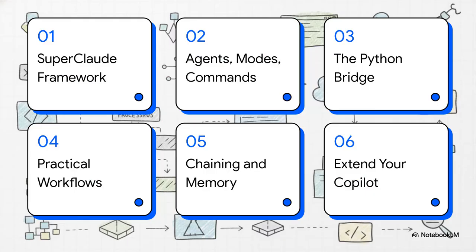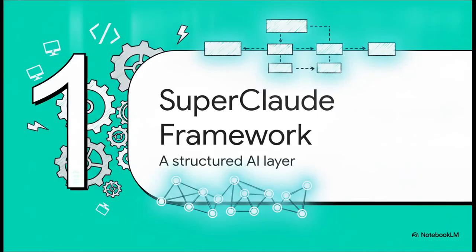So to fix that, here's our roadmap for today. First, we'll look at the SuperClaude framework itself. Then we'll break down agents, modes, and commands. Third, we're building the Python bridge. Fourth, executing practical workflows. Fifth, chaining and memory. And finally, extending your copilot. Let's hit it.